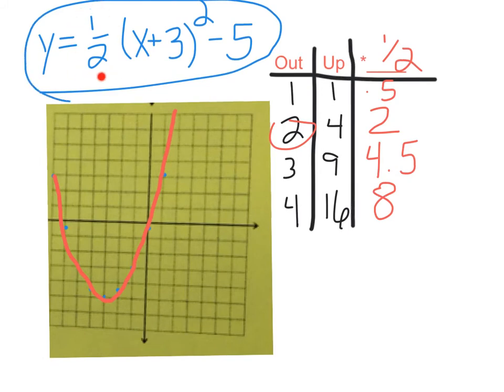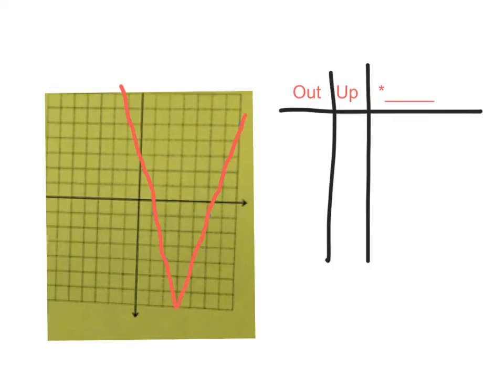This 1/2 is the new piece. Everything else is all the same as normal. If you can't get that 1/2, everything else is the same. And again, we get that 1/2 through our out and our up charts. One more equation we're going to look at that we're going to come up with our equation for. So I can look, it's a V. That means it's an absolute value graph.